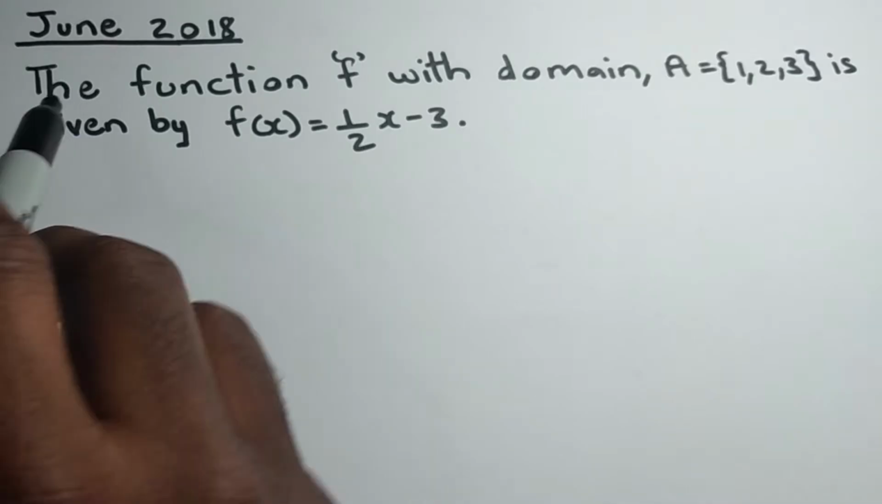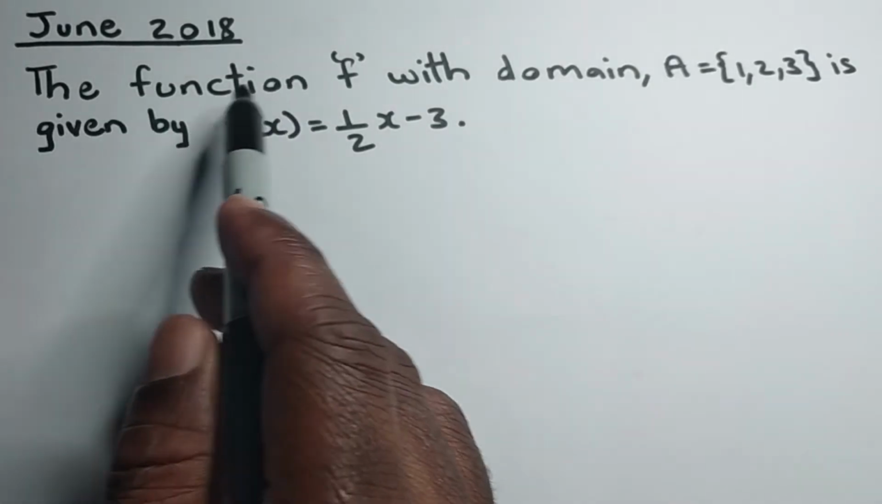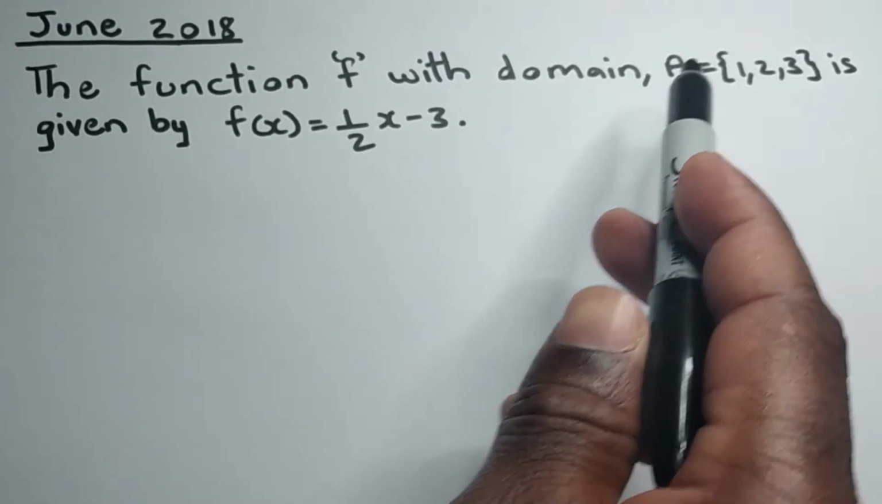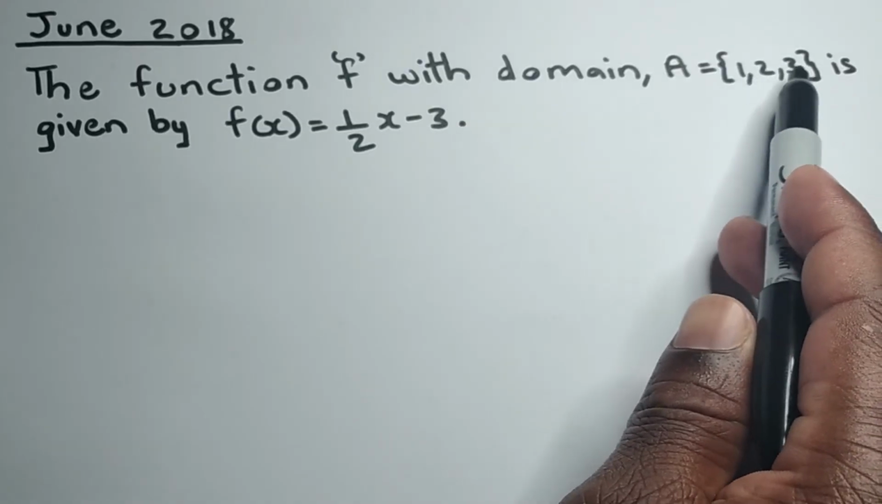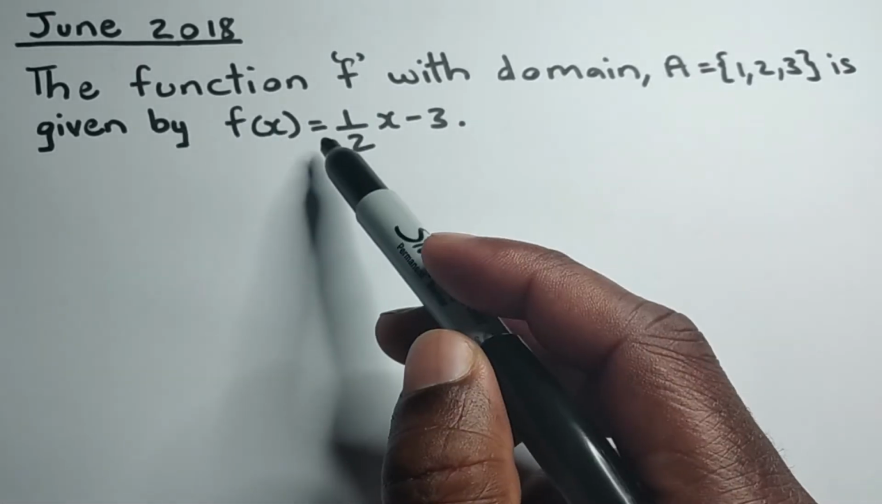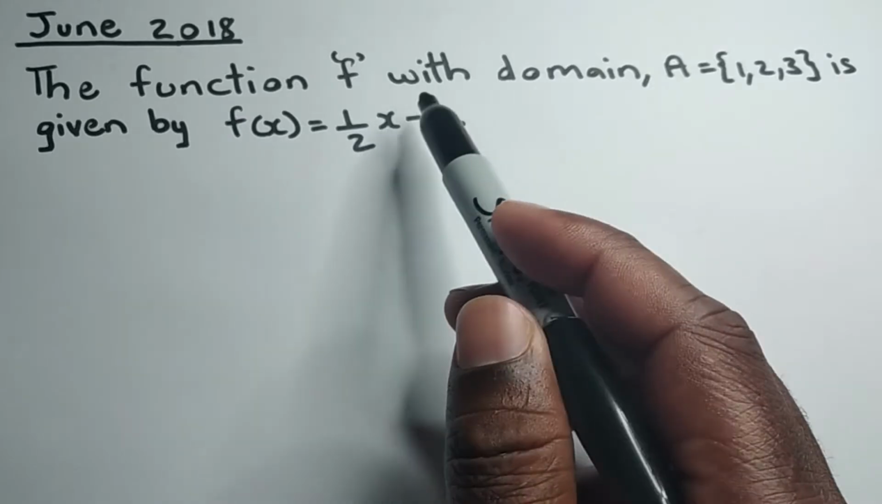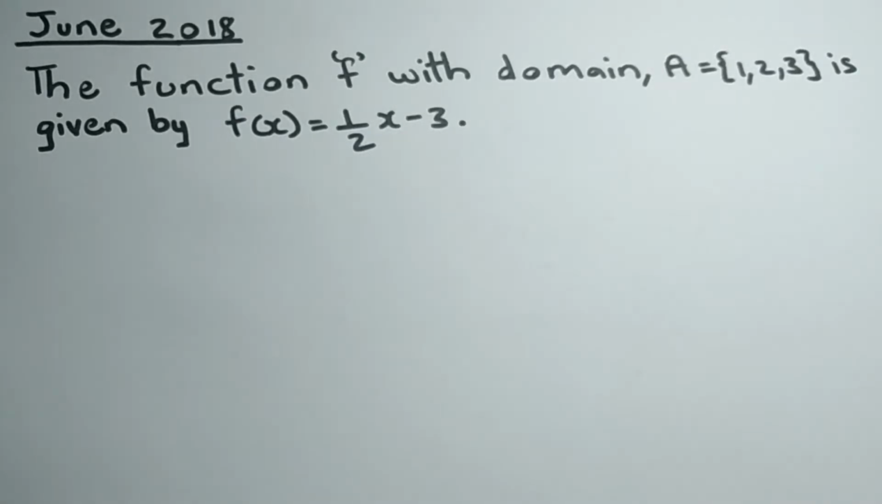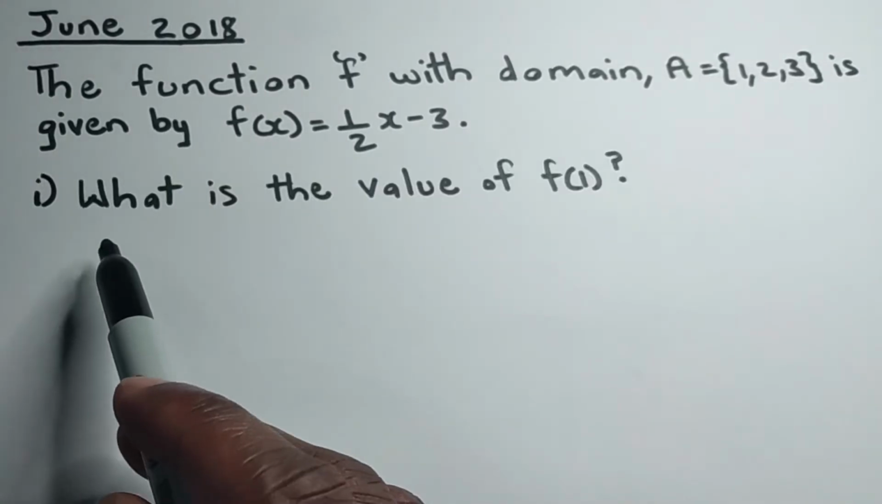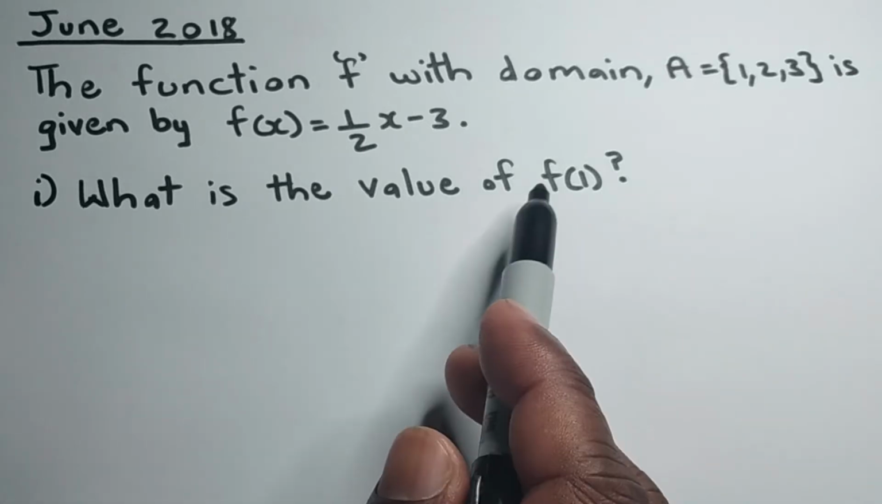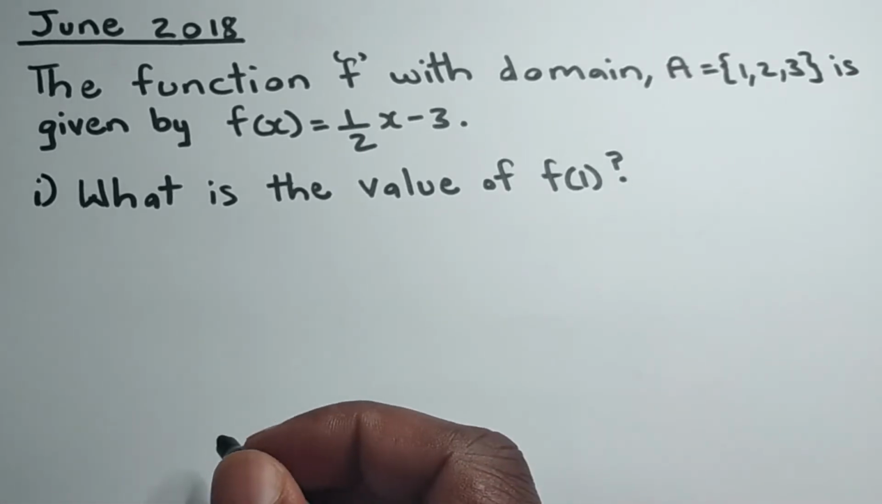So the first question: the function f with domain A = {1, 2, 3} is given by f(x) = 1/2 × x − 3. This is actually a 4-part question, so we'll be looking at them individually. The first part asks us: what is the value of f(1)? Which is pretty easy.